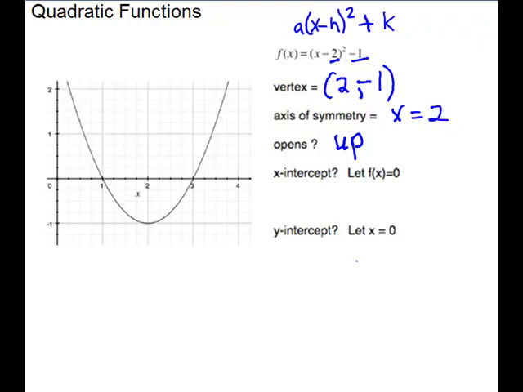Right. Our x-intercepts, I'm going to come back to that one in a minute. It's easy to locate on this picture because we have the picture. It's going to be here and here, which looks like 1 and 3, but we will calculate those by letting y equal 0. The y-intercept lets x equal 0. So we'll go ahead and do that one.